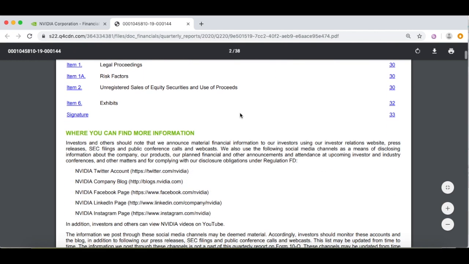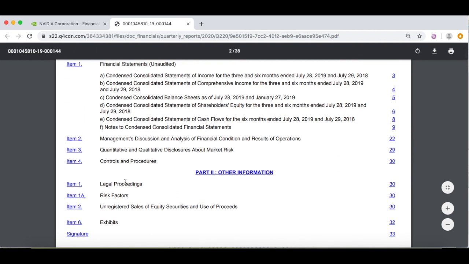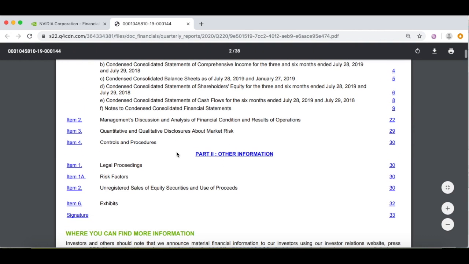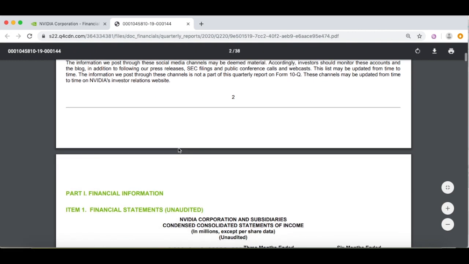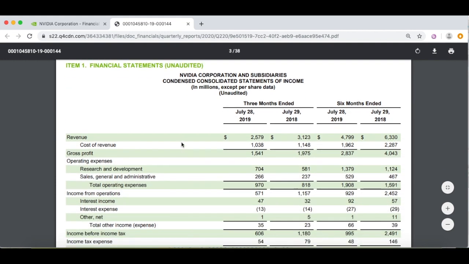Table of contents is going to take you to where you need to go. If you want to look at the legal proceedings or something like that, it's all found for you there. I noticed they had their Twitters and their Facebooks and LinkedIn and all that, if you want to follow the company. That is there as well.